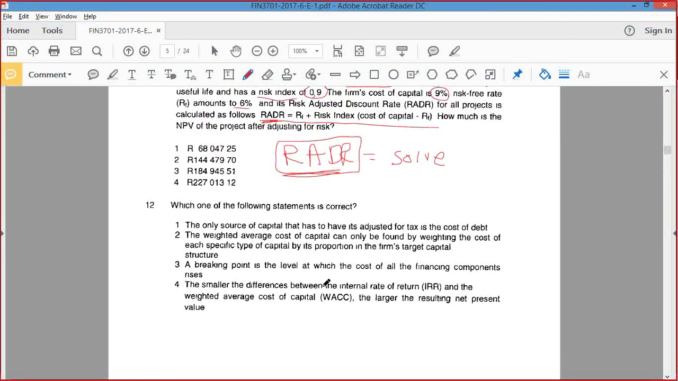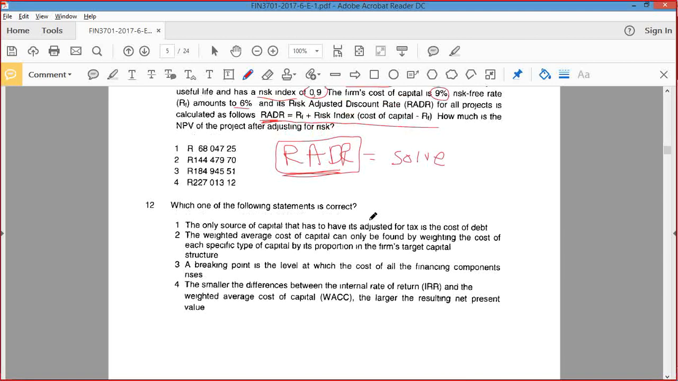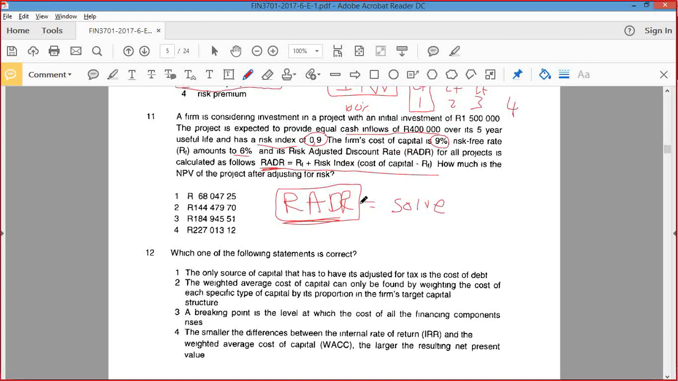Right, next is theory. Which of the following statements is correct? The only source of capital that has to have its risk adjusted. Sorry, can we just go back to the last one quickly? What about it? Just your working out.